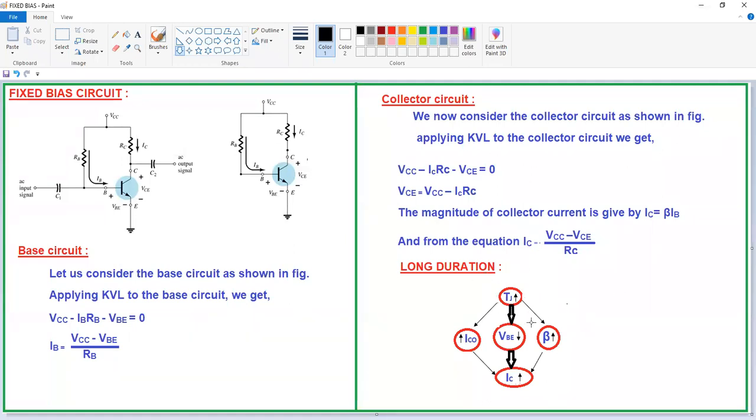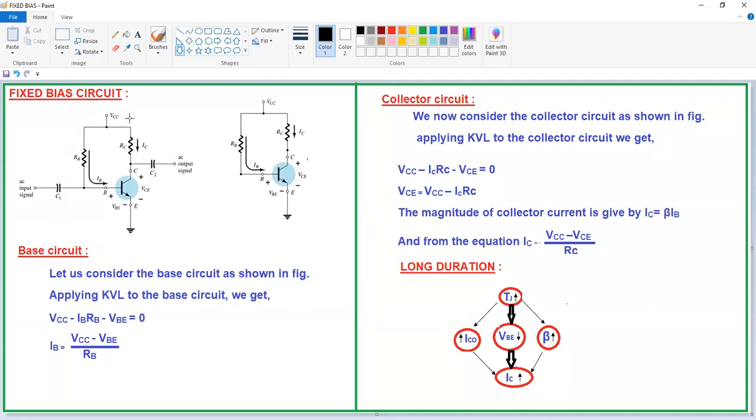If the junction temperature increases, the current is going to increase for a long duration. That means the quiescent point is unstable for a long duration. The quiescent point is unstable for a long duration. That means in the case of fixed bias, it is unstable for a long duration and stable for a short duration.